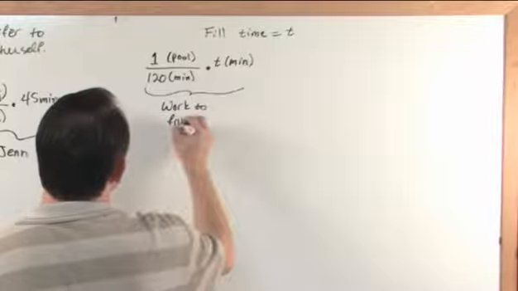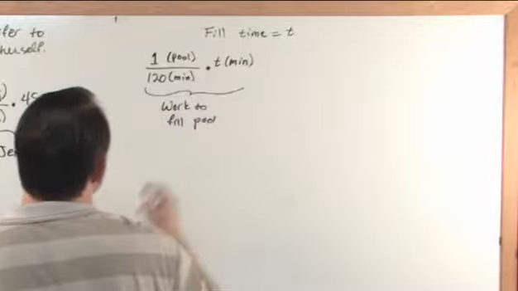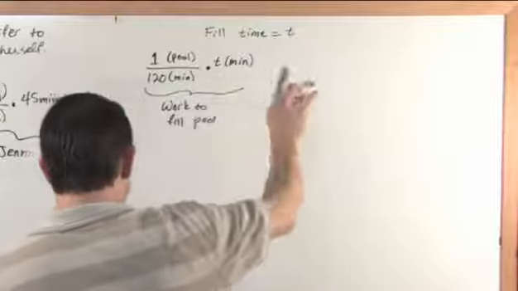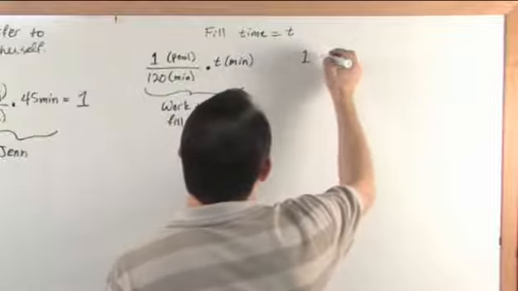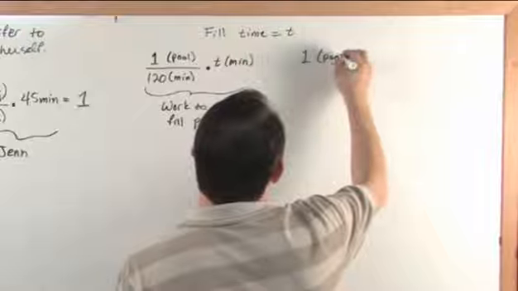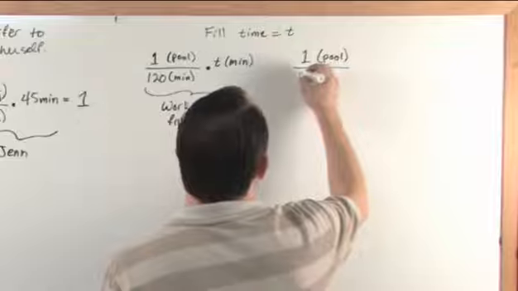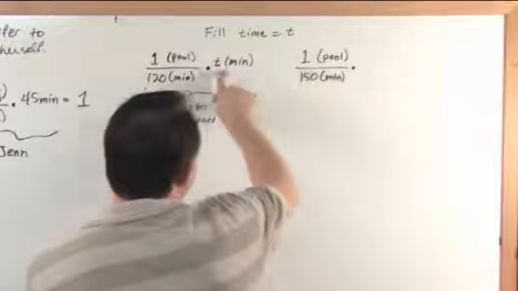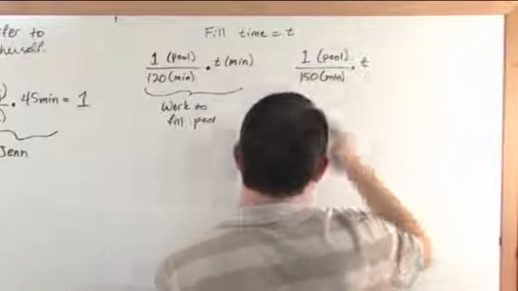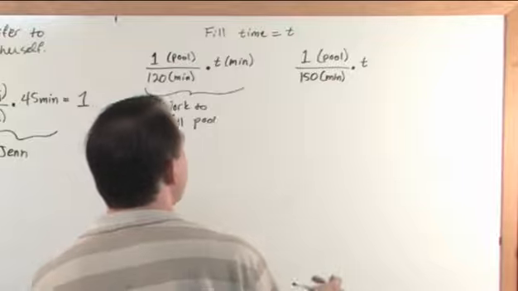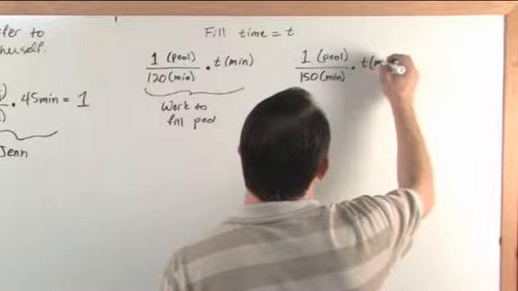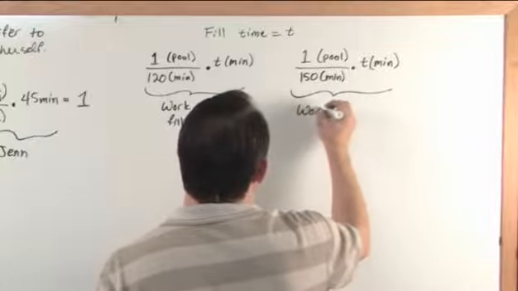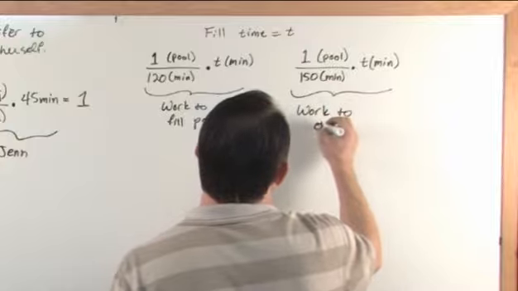This is the work contribution to fill the pool, okay? Now, I'm not going to actually put anything here yet. I'm not going to put a plus or a minus, but let me write this. When you drain it, you can drain one pool, and it takes 150 minutes, okay? And I'm going to multiply this by the same time because, again, we're filling it while we're draining it, and it takes a certain amount of time to fill, so it's going to be the same amount of time here. And this quantity is the work to drain the pool.